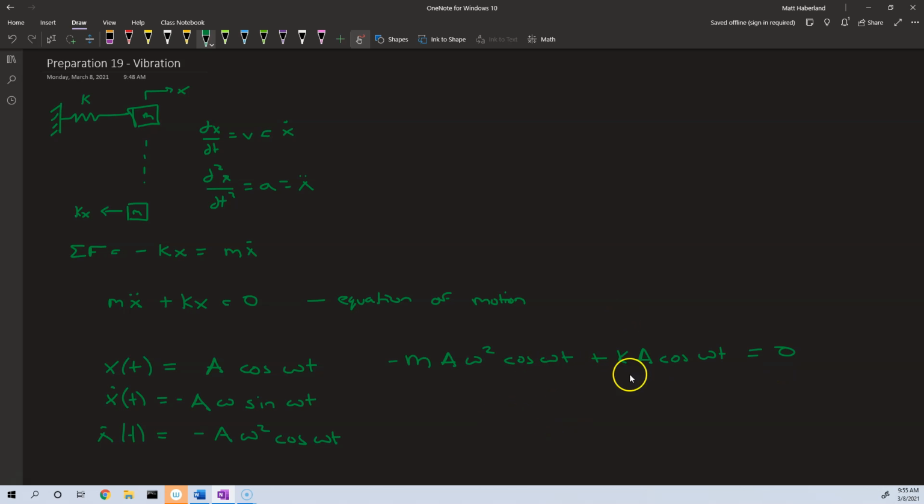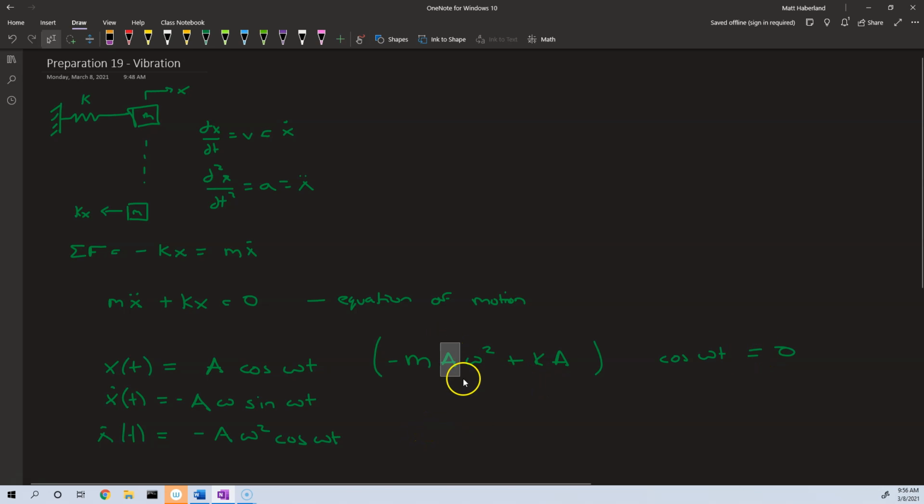Cosine omega t is never going to be identically equal to 0 for all time. So we're not really interested in how that affects the solution. We can factor that out. If we want to find something that is 0 for all time, right, because we have a t in here, it has to be 0 for all times. We can factor the cosine omega t out. And so this has to equal 0. We're saying this is the condition under which this is a valid solution. So when this is equal to 0, then we have a valid solution.